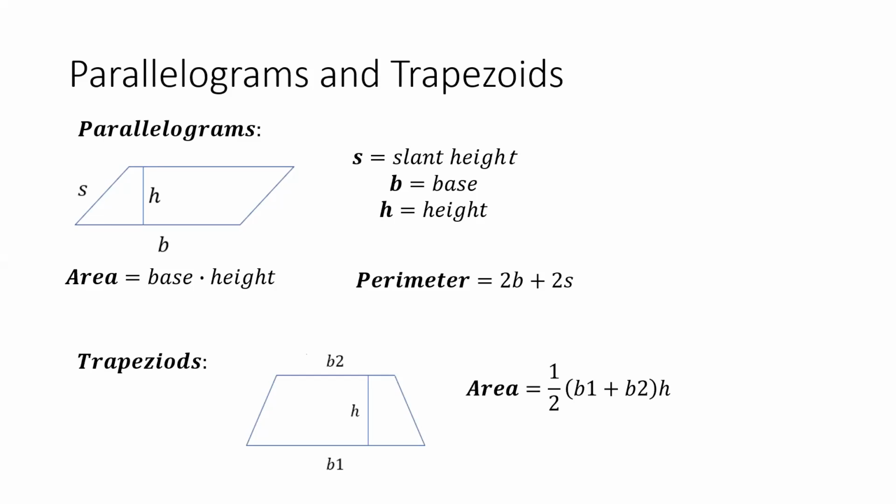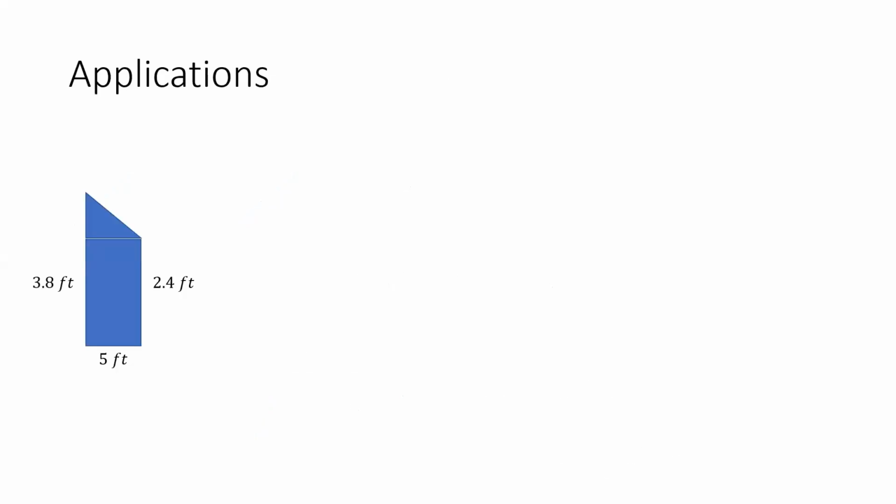So for the area, you essentially find the average of the two bases. You do base 1 plus base 2 divided by 2, and then you multiply by your height, and that's going to get you your area. Or another way I've seen the formula is h over 2 times b1 plus b2. And then again, if you're trying to find the perimeter, you just add up the distance around. I'm not even sure I wrote it down on this slide.